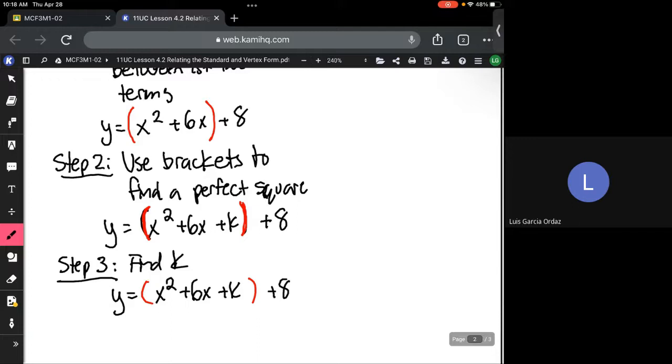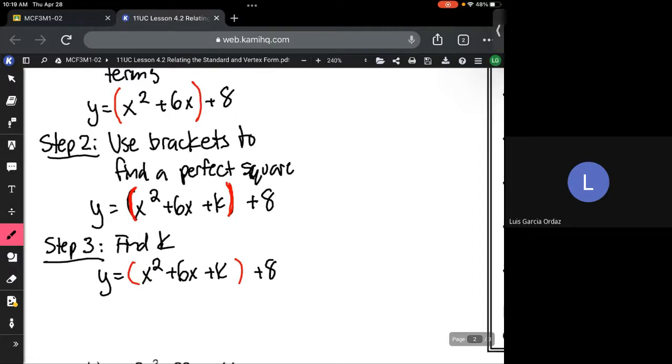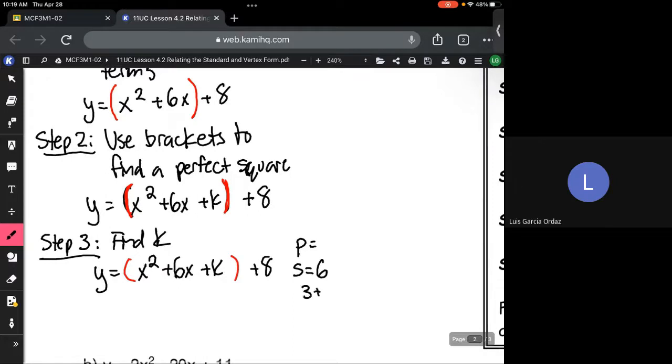After step 3, do we just leave it at that, like x plus 3 squared plus 8? Nope, there's one more step. It's the weird step. So how do I find k? We did this already. Use the product and sum on the cross. What is my sum for my bracketed trinomial? 6. We don't know my product yet. Because it's a perfect square, my numbers have to be the same. What two numbers that are the same add up to 6? 3. So 3 plus 3 is 6, which means my product has to be 3 times 3.